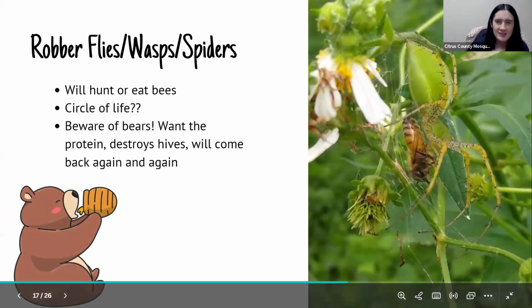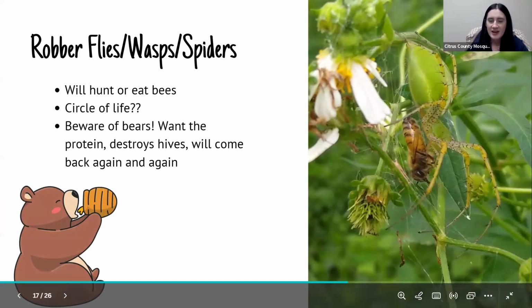So then robber flies, wasps, spiders, they will either hunt or eat the bees. I've got this green lynx spider pictured here. It was actually posted up in front of our hives for a few months last year. I don't know what eventually happened to her. I think she laid babies and maybe died.